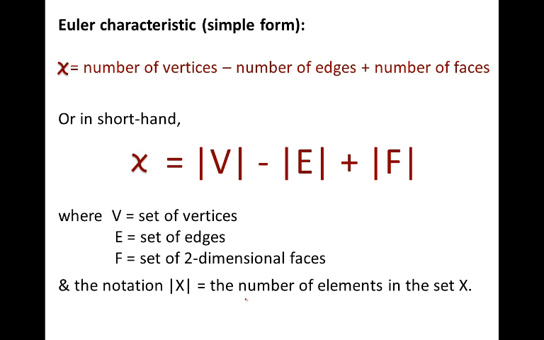Recall the definition of Euler characteristic from Lecture 1. Given a simplicial complex, we just counted the number of vertices, subtracted off the number of edges, and added the number of two-dimensional faces, and this gives us a topological invariant. The same calculation will work for cell complexes.